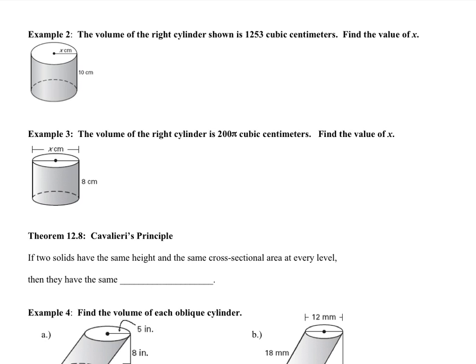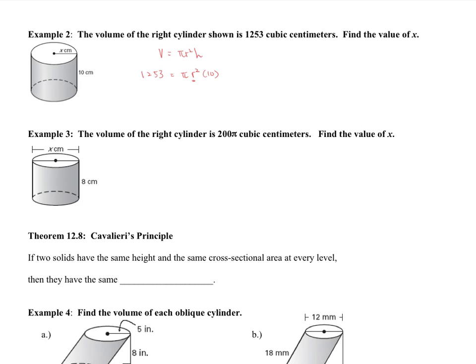Example 2. The volume of the right cylinder shown is 1,253 cubic centimeters. Find the value of x, which is just a radius. So we're going to have to work backwards. The volume is represented by pi r squared h. 1253 is our volume, and then h is 10.